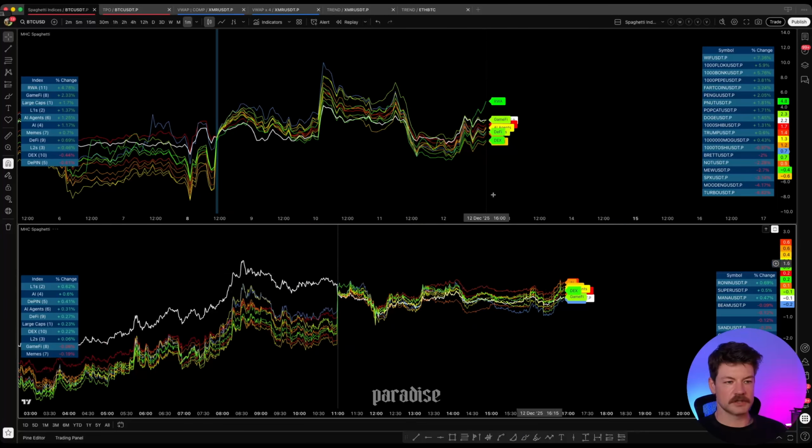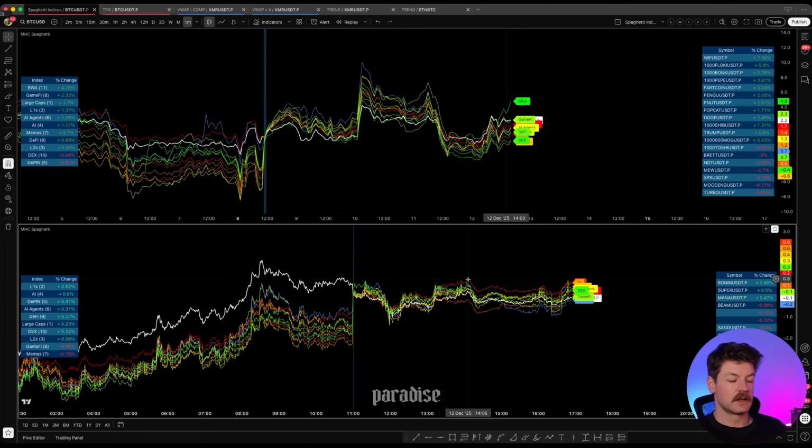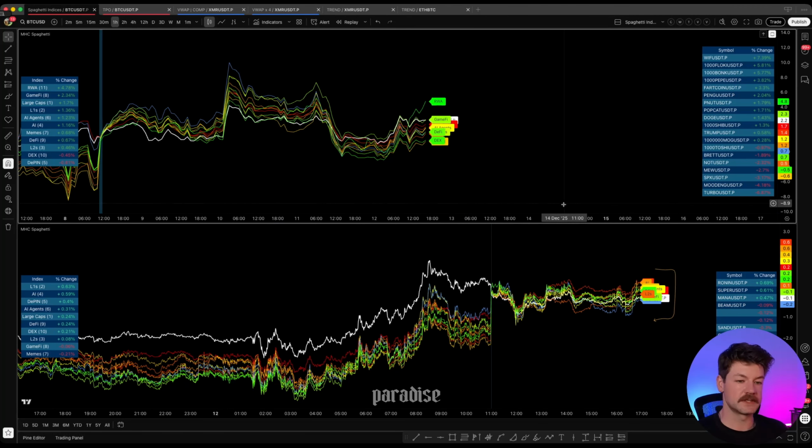Other than that, there's not much going on at the moment with altcoins. We just look at the MHC spaghetti indicator. Pretty much the top is the weekly, the bottom is the daily. You can see on the daily, it's a very tight range right now. There's not really anything outperforming. So not many opportunities. I think everyone's being hesitant till we break out of that 94K level for BTC.